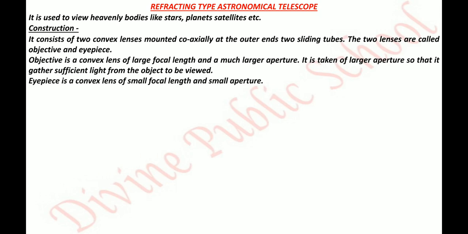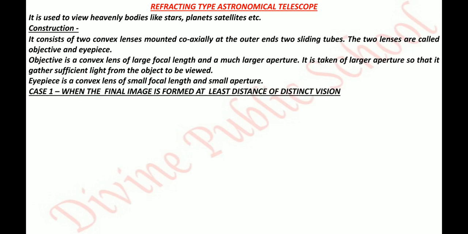Next thing is the eyepiece. The eyepiece is a convex lens of a small focal length and small aperture. Okay, now let us move ahead. We are going to do case 1. Case 1 is when the final image is formed at the least distance of distinct vision. So for this, let us understand the ray diagram.